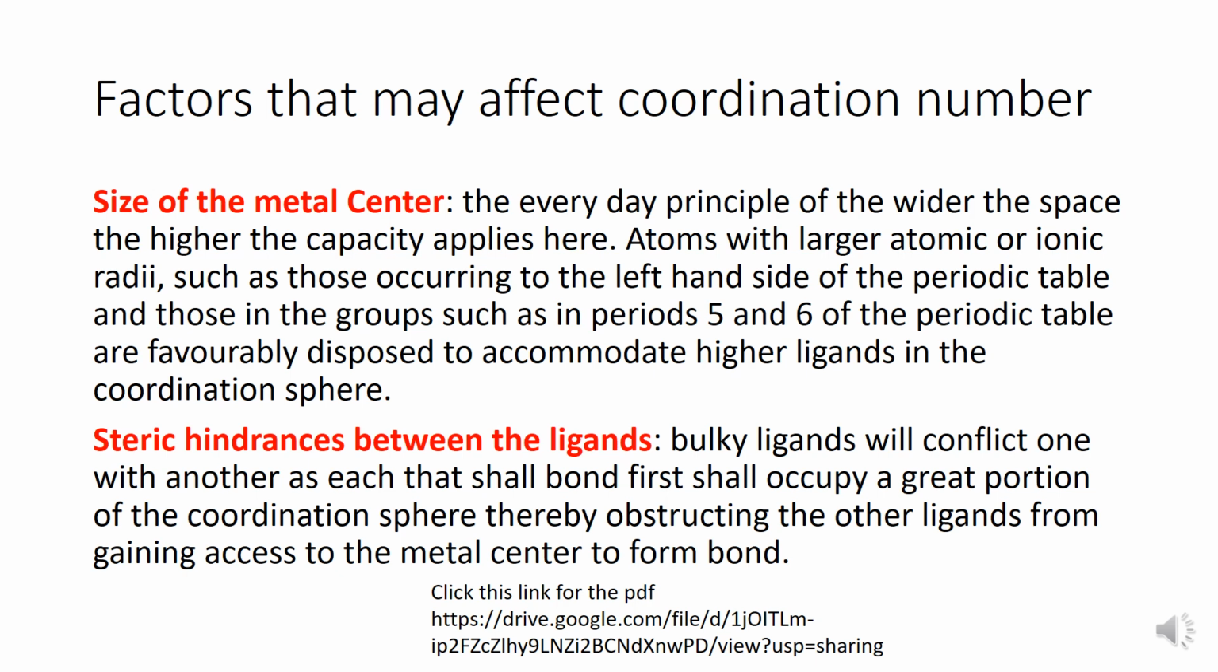The size of the metal center. If a metal center is large, as is the case of atoms of elements to the far left or atoms of elements lower down within a group, they are capable of forming a larger coordination sphere. So the bigger the atomic radius of the metal center, the higher the ability.